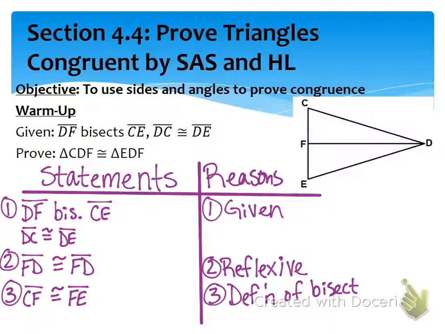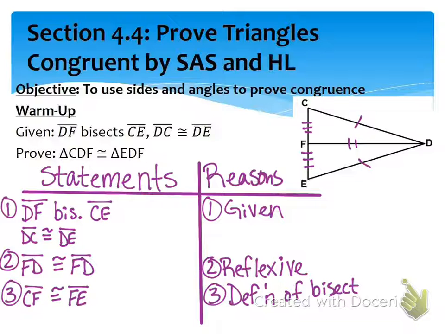So let's start marking our diagram with all these things that we know. One of our givens was pretty direct. DC is congruent to DE. Those can each get a tick mark. I said that FD was congruent to itself by the reflexive property, so we can mark that. And finally, we said that CF is congruent to FE. That's our definition of a bisector. So if they tell us we have a bisector, we should be looking for what pieces are congruent to each other because of that.